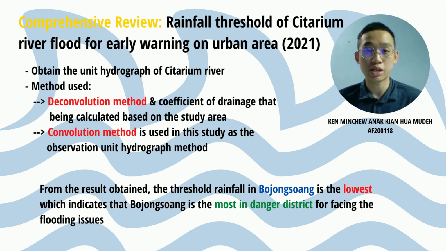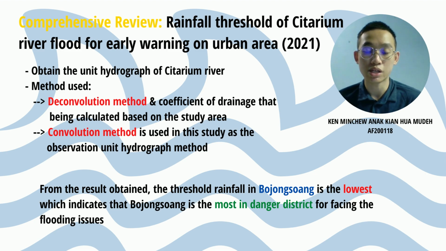So now I'll be presenting one of the comprehensive reviews, which is on the rainfall threshold of the Citarum River flood for early warning in the urban area in 2021. So this research has been done to obtain the unit hydrograph of the Citarum River.